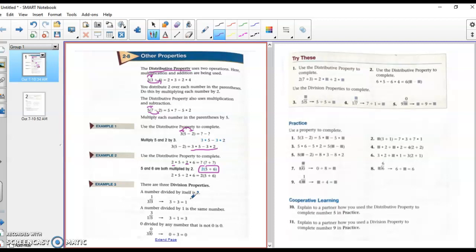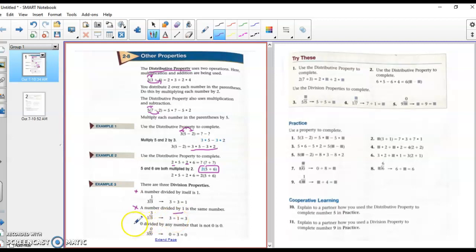They just call them division properties, okay? A number divided by itself is 1. A number divided by 1 is the next rule. It's the same number. So if you do 3 divided by 1, which would look like this, or 3 divided by 1, which would look like that, you're going to get 3. So any number divided by itself is 1. Any number that's divided by 1 is that same number.